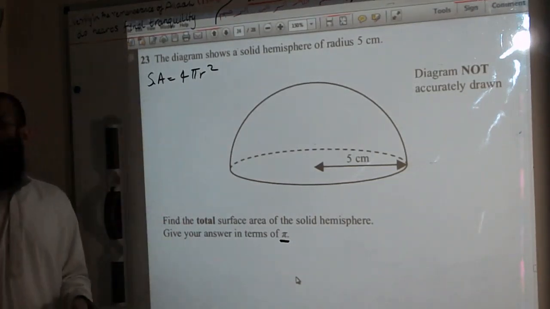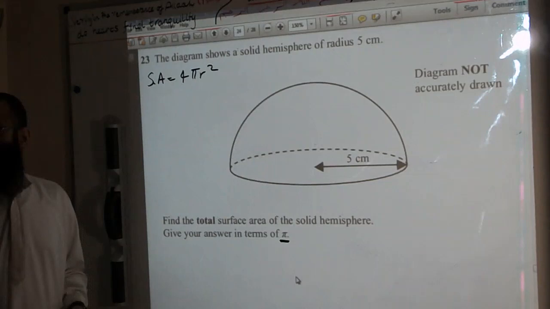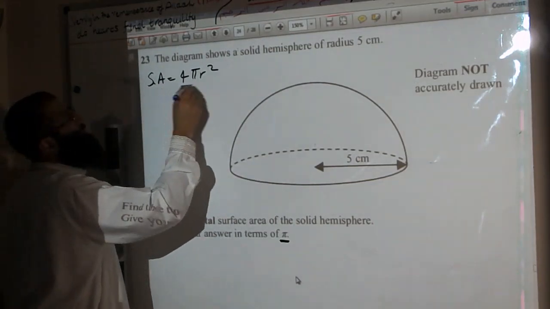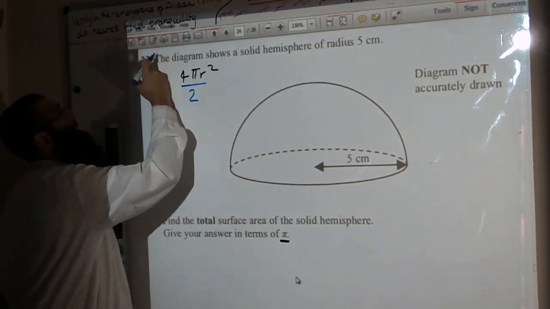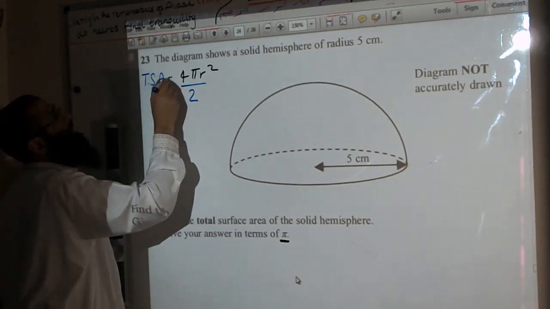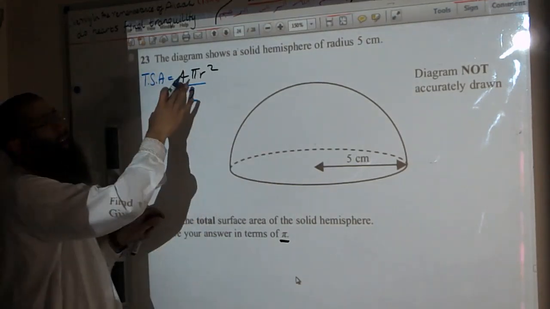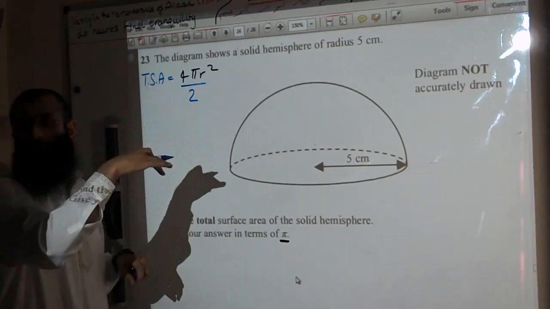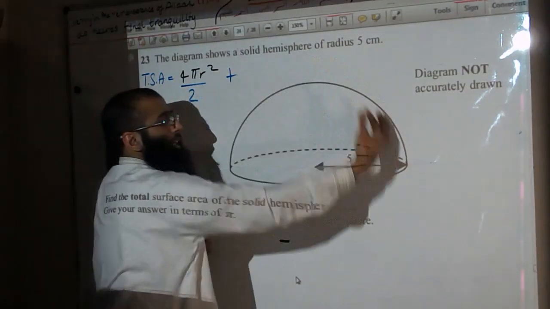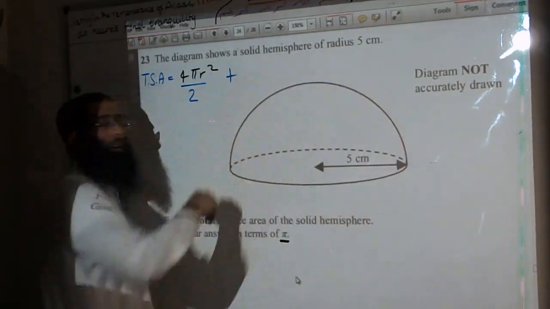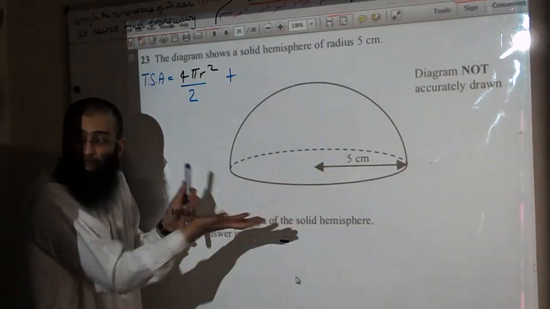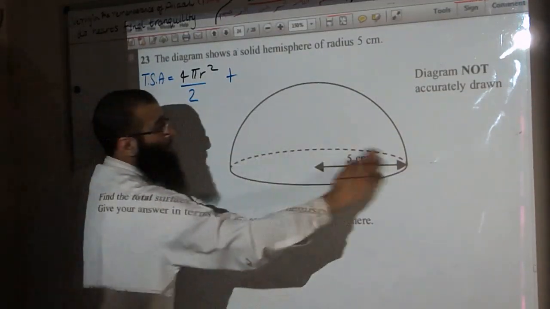Now, that's the surface area of a sphere. We've got a hemisphere. So what do we do to that formula, Ifra? Half it. So we have to half this formula: 2 pi r squared. So the total surface area is going to be half of 4 pi r squared, and then we're going to add the area of the flat base, which is the circle, the bottom part there.